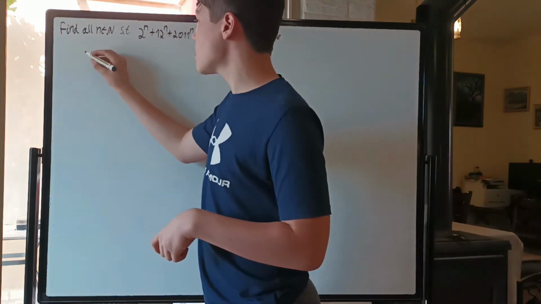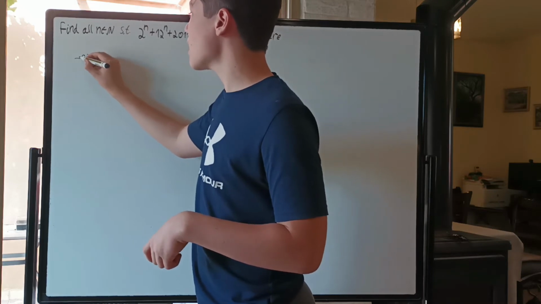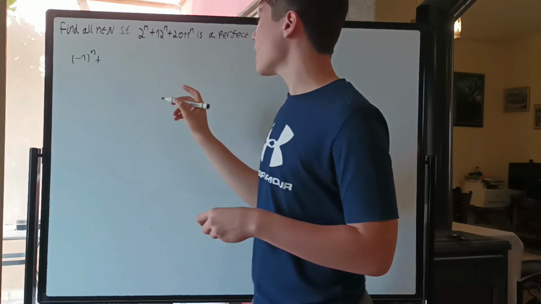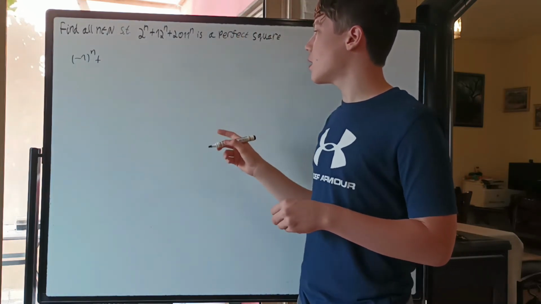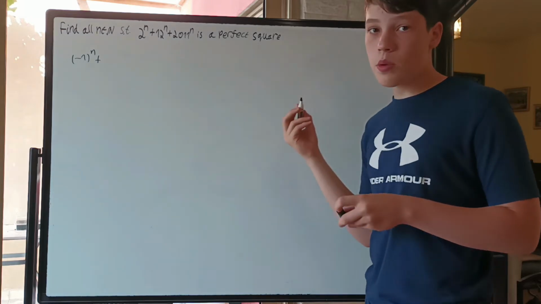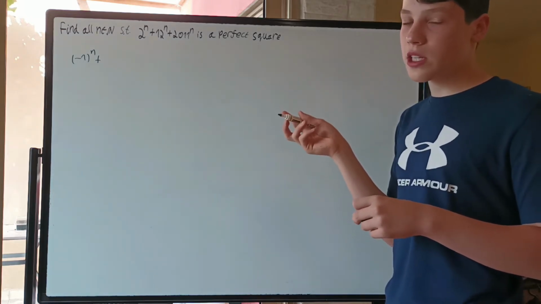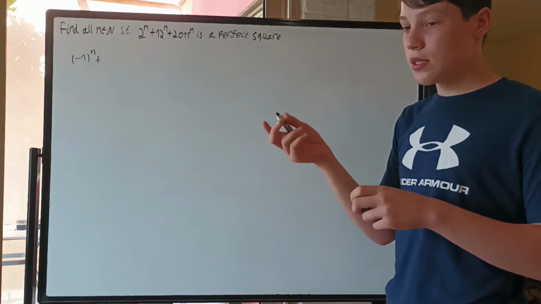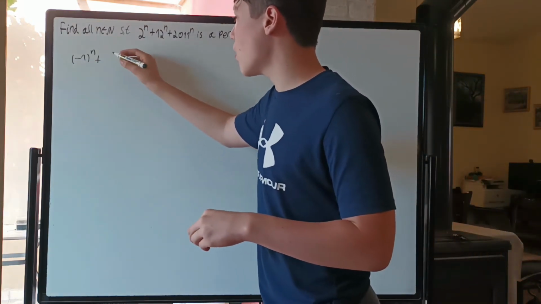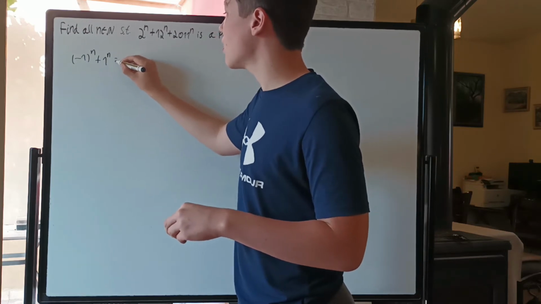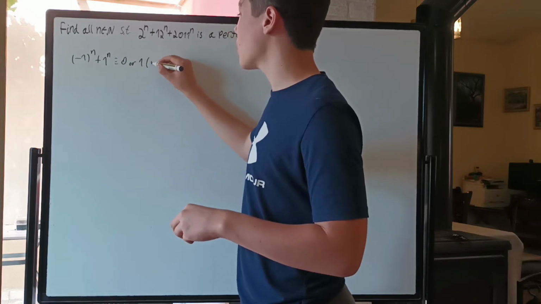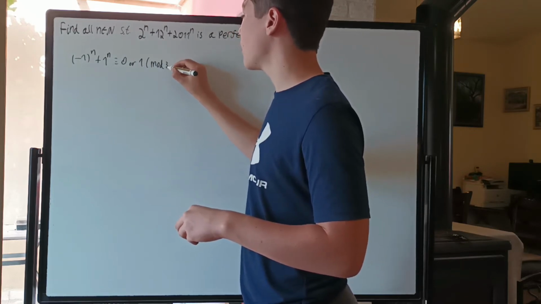So from 2 to the n, we get negative 1 to the n. From 12 to the n, we get 0. From 2011, let's see, 2010 is divisible by 3, right? Because the sum of its digits is 3. So this is 1 more than a multiple of 3, so this is 1 mod 3, so this will be 1 to the n. This has to be congruent to 0 or 1 mod 3.